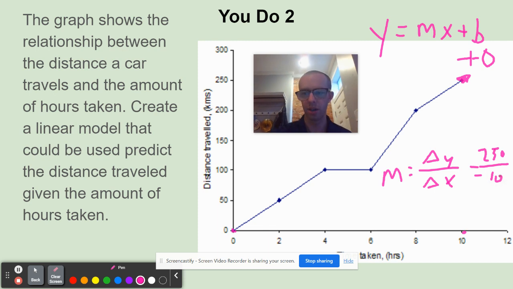So what does this mean? They traveled 250 miles in 10 hours. To figure out their average rate of change, I do 250 divided by 10, and we get 25. This car is going 25 miles per hour. So I can plug that into my equation.